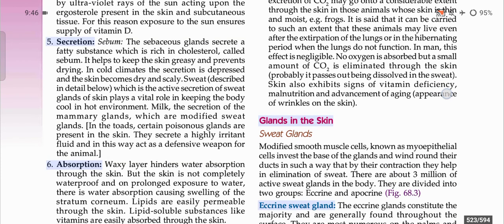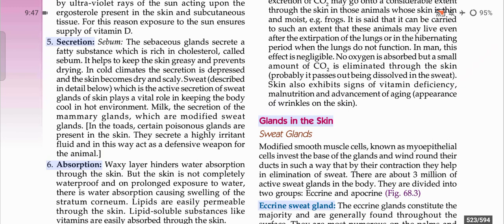Now, secretion. Sebum. The sebaceous glands secrete a fatty substance rich in cholesterol called sebum. It helps to keep the skin greasy and prevents drying. In cold climates, the secretion is depressed and the skin becomes dry and scaly. Sweat, described in detail in the sweat glands chapter, is the active secretion of the sweat glands of the skin, and plays a vital role in keeping the body cool in a hot environment. Milk is the secretion of the mammary gland, which is a modified sweat gland.